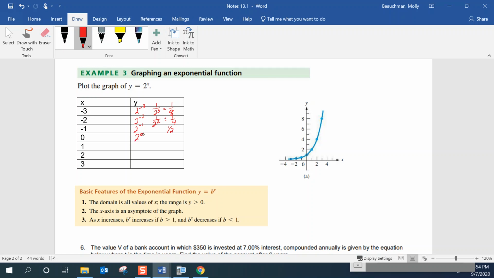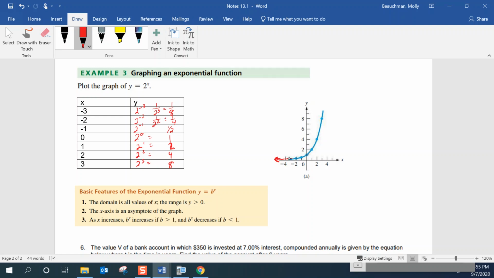2 to the power of 0, anything to the power of 0 is 1. Oops, 2 to the power of 1 is 2. 2 squared is 4. And 2 cubed is 8. So the points are plotted on the graph over here. Notice, for negative values, we didn't get a negative answer. Our y values are always positive. So what happens on this side is they keep getting smaller, but they never cross the x-axis. They're always above.